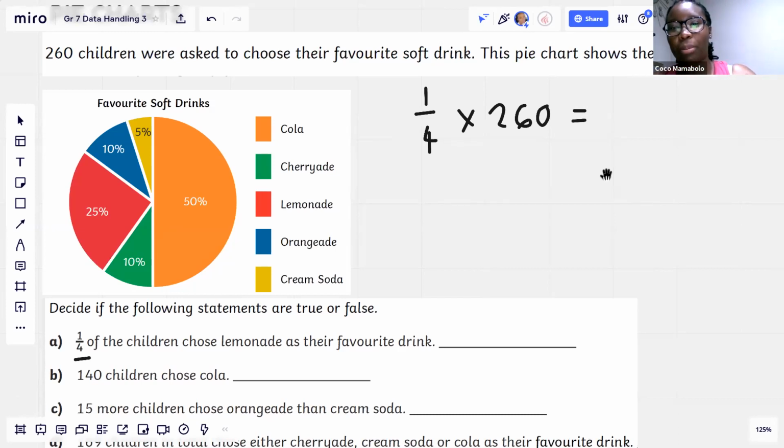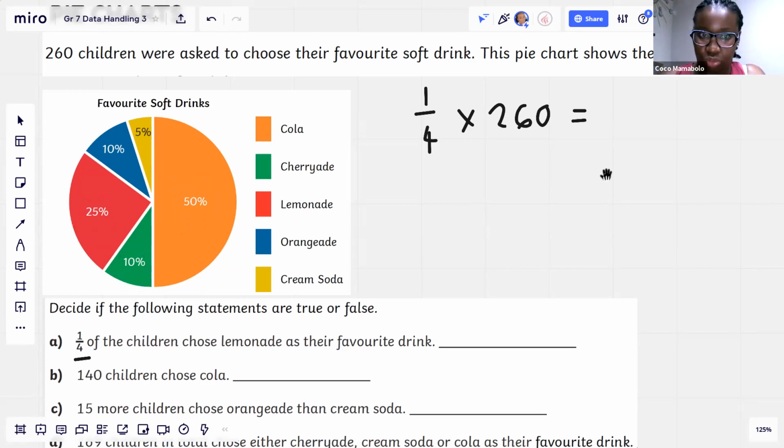Ma'am, it's 65. Mental maths. 65. Yes, I agree with you guys. But what is a quarter in percentages? Because remember, we've got percentages over here. This is a percentage, that one's a percentage, that one's a percentage. What is a quarter as a percentage?